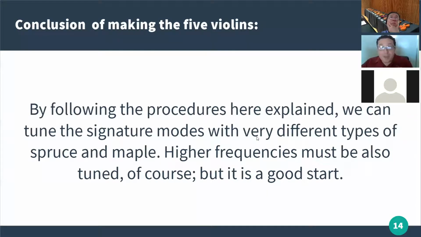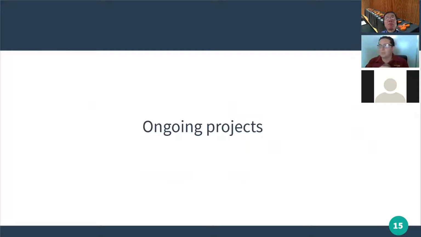So the conclusion of making these 5 violins, by following the procedures here explained, is that we can tune the signature modes with very different types of spruce and maple. Of course, higher frequencies must also be tuned, but it is a good start. So finally, I want to talk about ongoing projects.